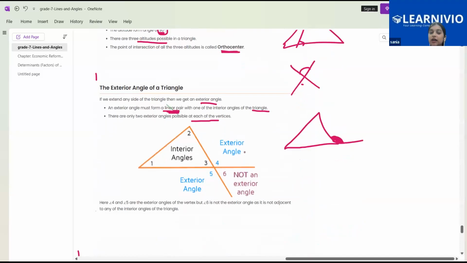Then an exterior angle is formed when any side is extended and they form an angle outside. That is called an exterior angle. And the other condition is they should form a linear pair. So for example, these are forming a linear pair. 5 and 3 are also forming one. That's why this is an exterior angle and this is an exterior angle, but this is not forming a linear pair with the inside angle. So that's why angle 6 is not an exterior angle.